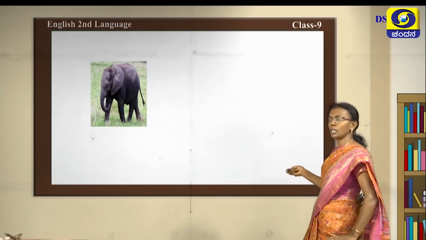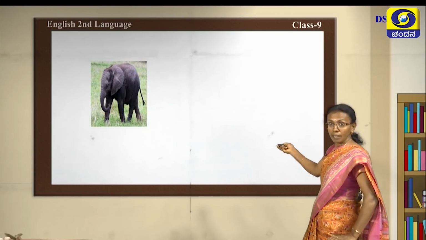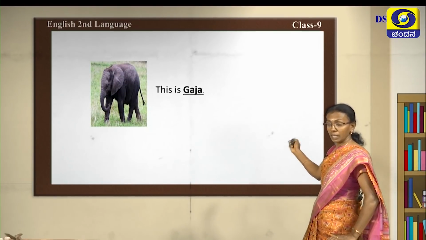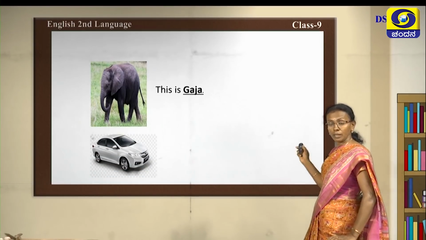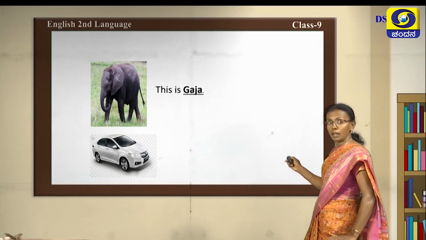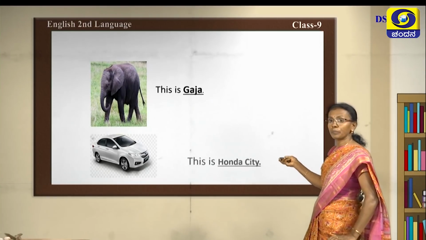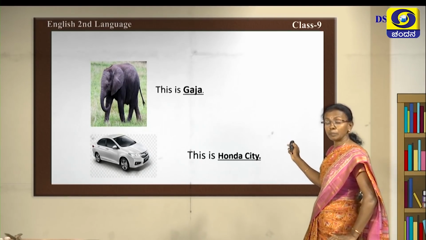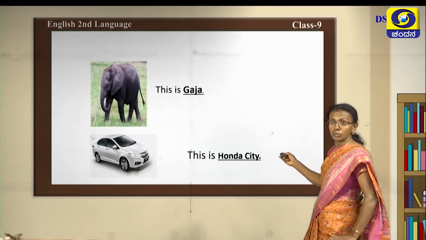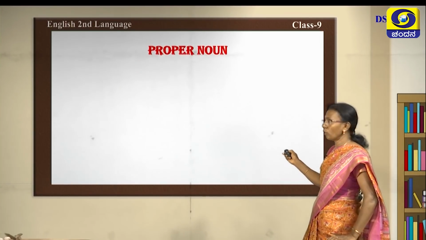And now you see this is an elephant. Now, we named that elephant Gaja. This is Gaja. And now here you can see car. And now we named that car, this is Honda City. Now, we named that car. So, it is specified in proper. So, we call them proper noun.